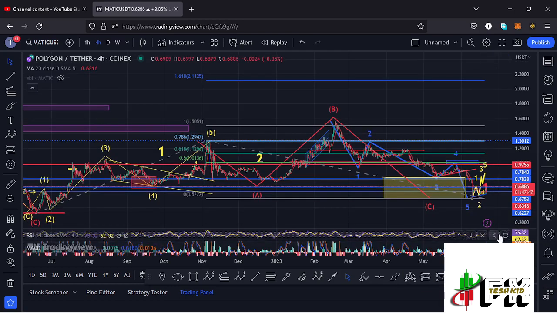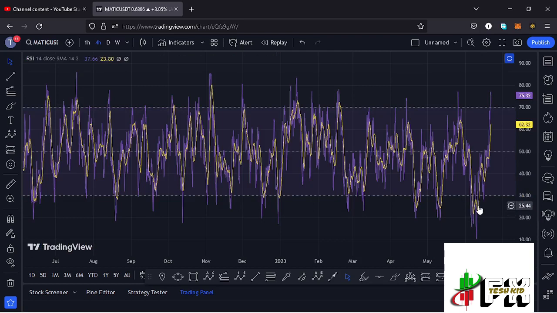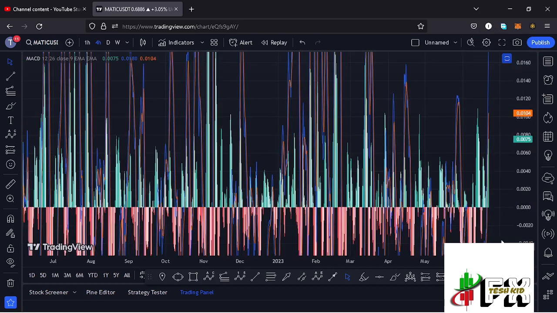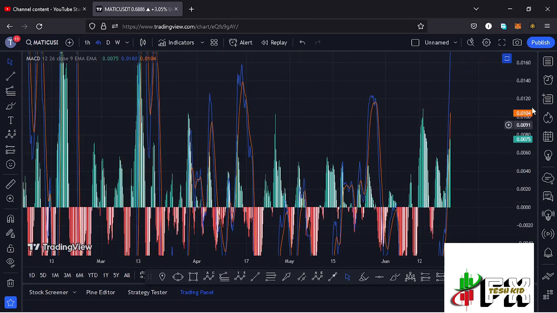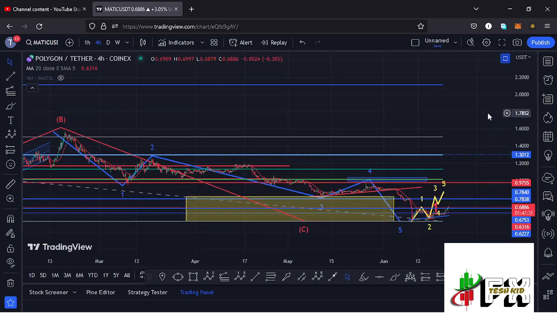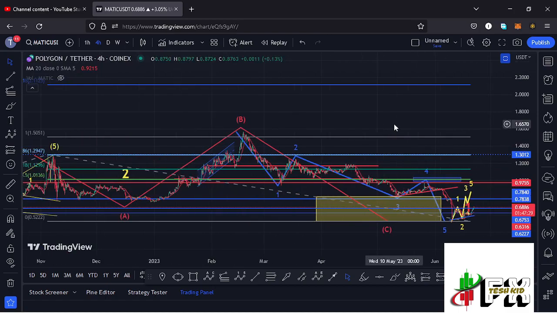On the indicators, on the RSI, we are trading at around the 75 mark, meaning that we have managed to get into overbought territory. Also taking a look at the MACD, we have been able to print a bullish cross, fully supporting higher prices. So let's be patient and see how that plays out, and I'll be keeping you updated.